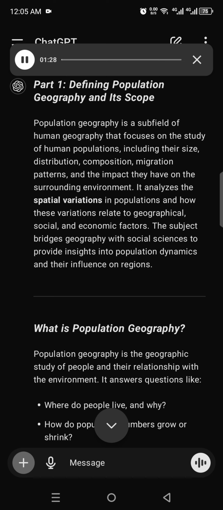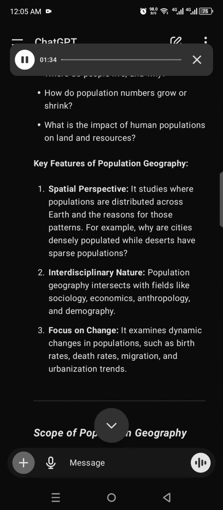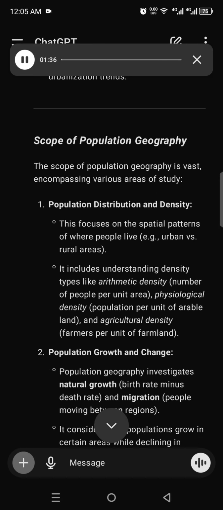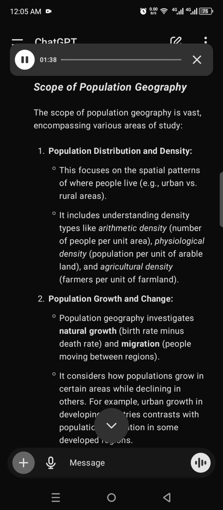Scope of population geography. The scope of population geography is vast, encompassing various areas of study. 1. Population distribution and density. This focuses on the spatial patterns of where people live, e.g., urban versus rural areas. It includes understanding density types like arithmetic density, number of people per unit area, physiological density, population per unit of arable land, and agricultural density, farmers per unit of farmland.